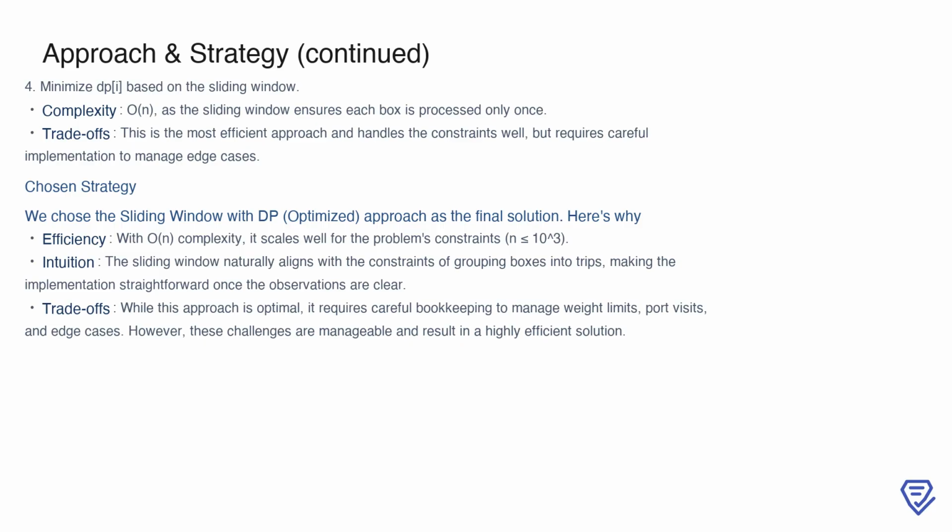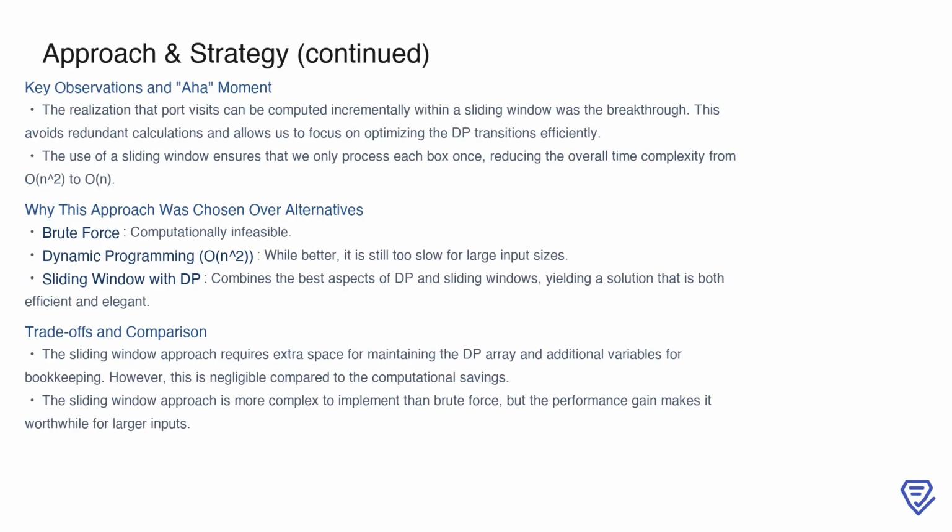While this approach requires careful implementation to handle edge cases, such as properly tracking the last port visited, it aligns naturally with the problem's constraints and scales well for large input sizes. This balance of efficiency and practicality is why we chose this optimized sliding window with dynamic programming approach as the final solution. The key insight that unlocked this efficient approach was realizing that port visits could be computed incrementally within a sliding window. This eliminated redundant calculations and allowed us to focus on optimizing the dynamic programming transitions. By processing each box only once, the sliding window method reduced the overall time complexity from n squared to n.